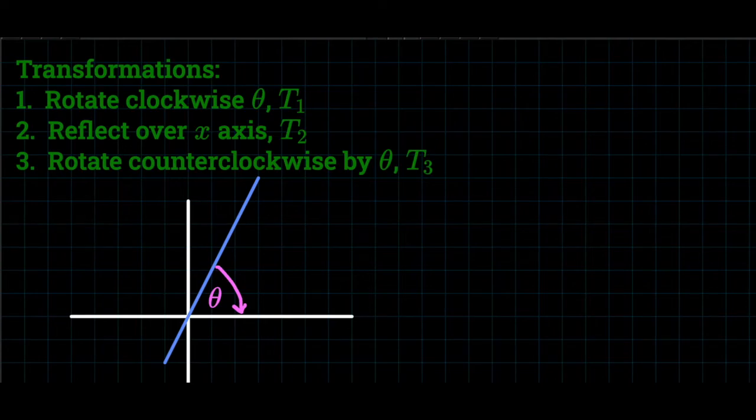Now we're going to actually come up with the matrix that performs these 3 transformations. To recap, rotating clockwise by theta, which we'll call T1, reflecting over the x-axis, which we'll call T2, and rotating counterclockwise back by theta, which we'll call T3.